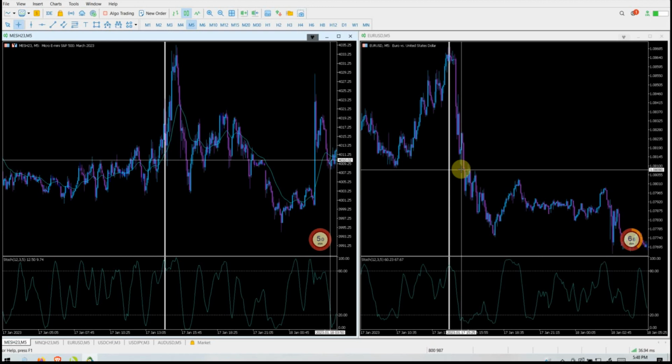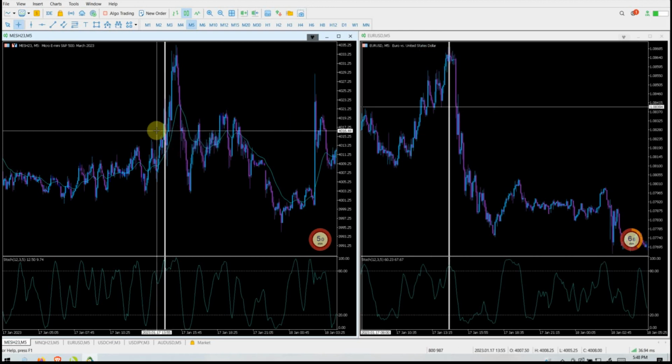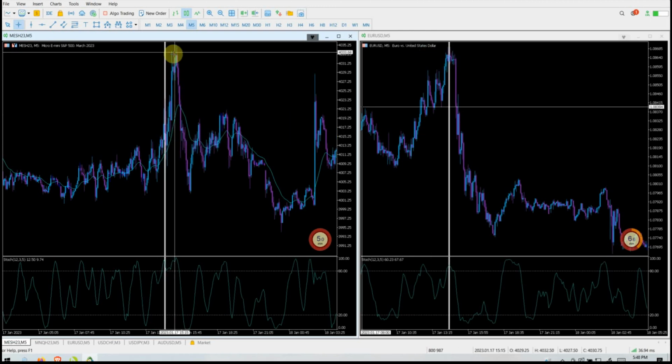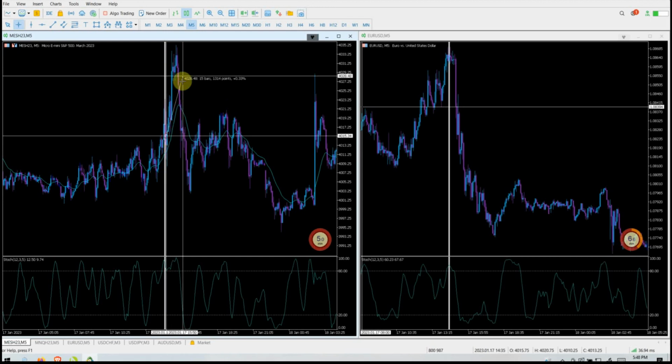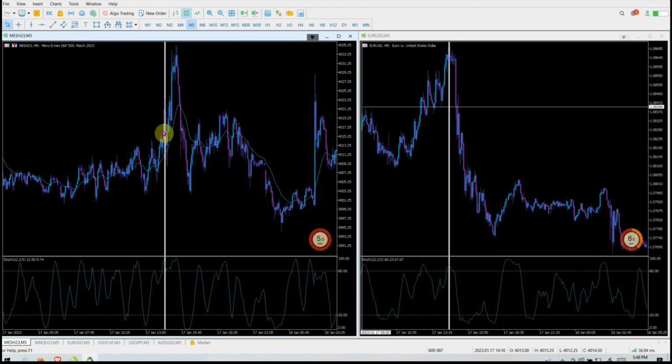Either one would have been a good trade on their own, but together, if you had waited, you certainly wouldn't have taken the S&P short at the time that you took the euro short, because you would have gotten killed, because look how far it continued to go up. I mean, it went up another 178 points before it finally turned. So you certainly wouldn't have done that. So you would not have traded the S&P short.